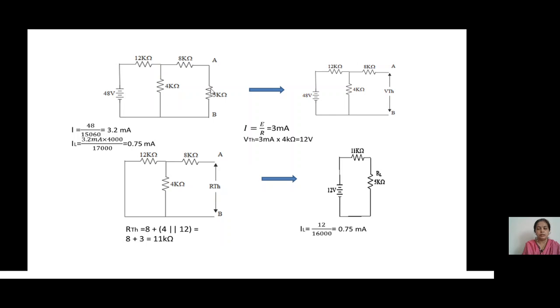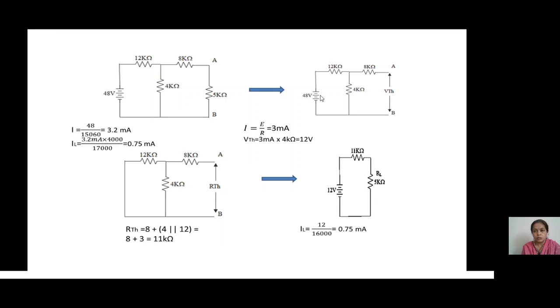Sum of the two branch resistances, 13 plus 4 is 17k. So the total resistance of the branches is taken in the denominator. So main current into resistance of the other branch divided by sum of the resistances will give you the branch current through the load, 0.75 milliamps. So without Thevenizing, we have found what is the load current. Now we will Thevenize and see what is the load current.